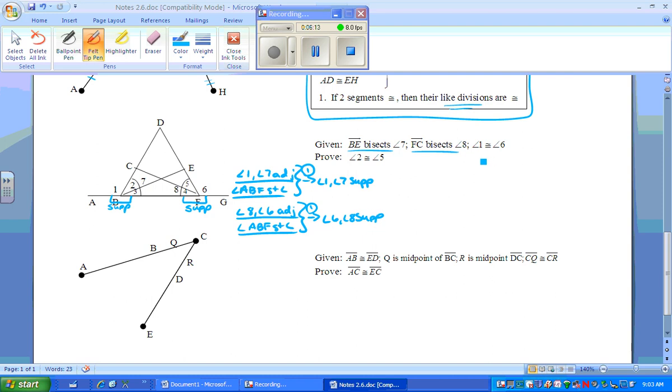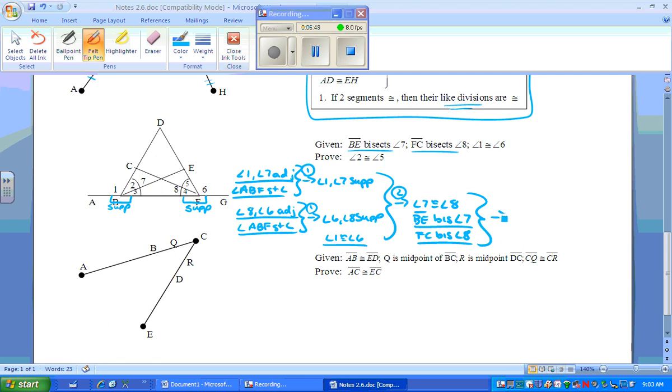And we knew from our given information that 1 and 6 were congruent. These pieces together, up to reason 2, we know that angle 7 is congruent to angle 8. Okay, that used our bisecting pieces. But if 7 and 8, the big angles, are congruent, we can divide them into smaller pieces because we know they're both being bisected. So now BE bisects angle 7 and FC bisects angle 8.